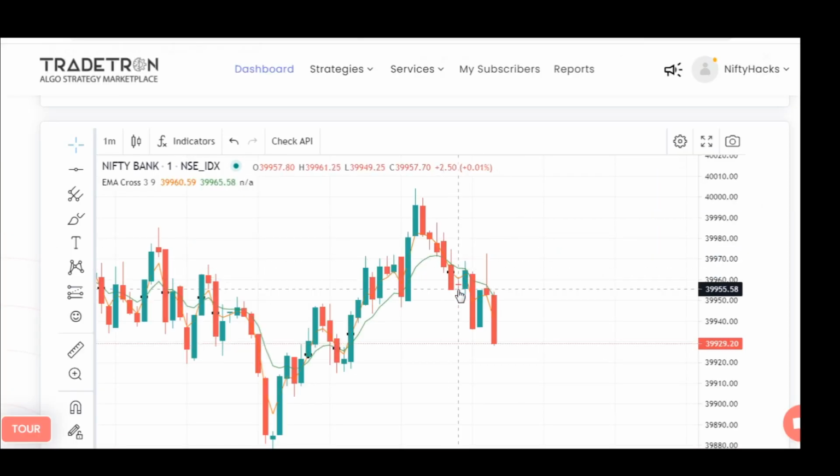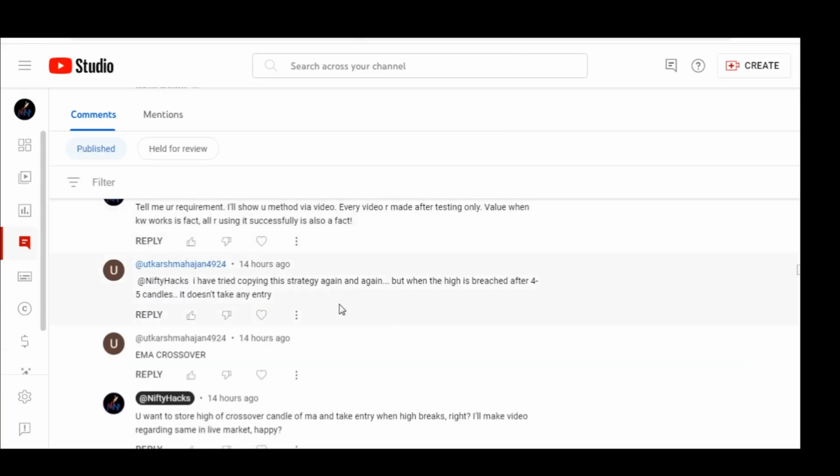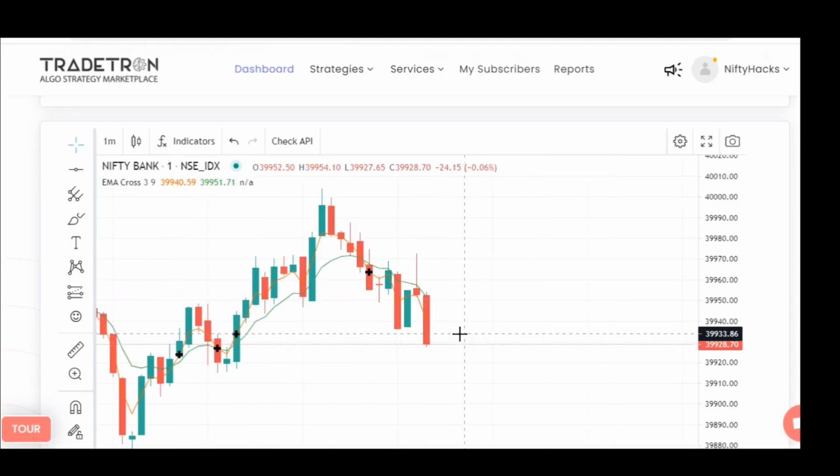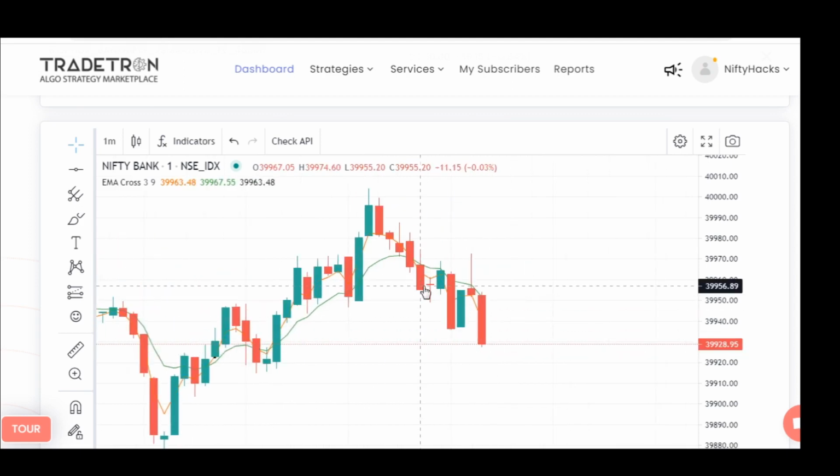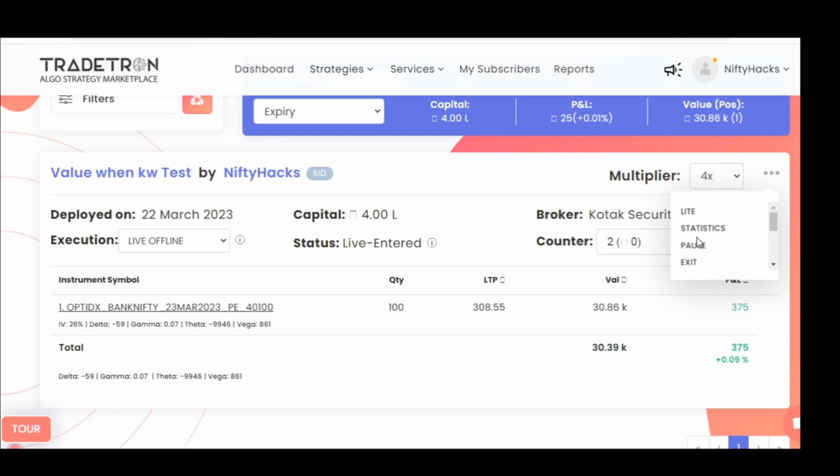After that, guys comment that after 3 or 4 or 5 candles, if the high or low is breached, it doesn't take any entry. So this is a live example in the live market, as you can see, right? 4 or 5 candles have already happened, and after that again it has taken entry in the put side.